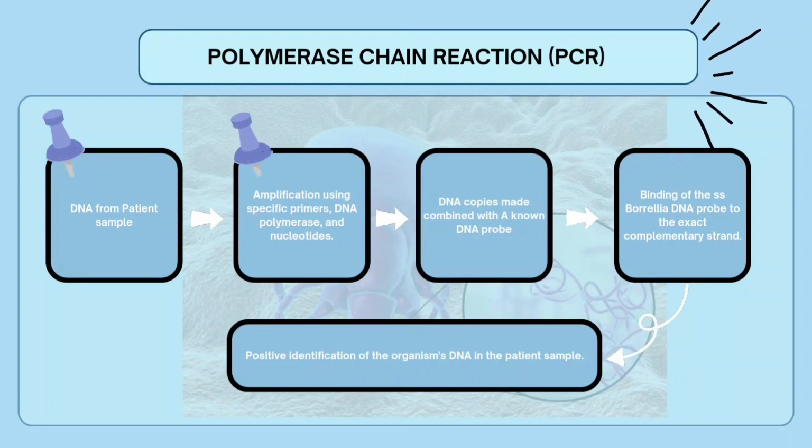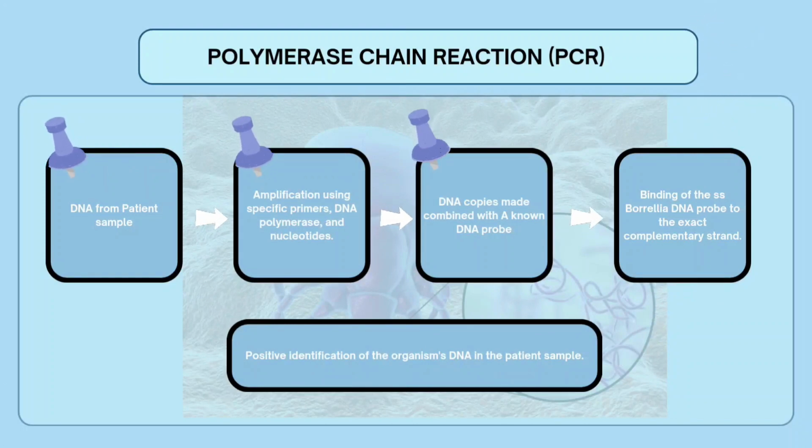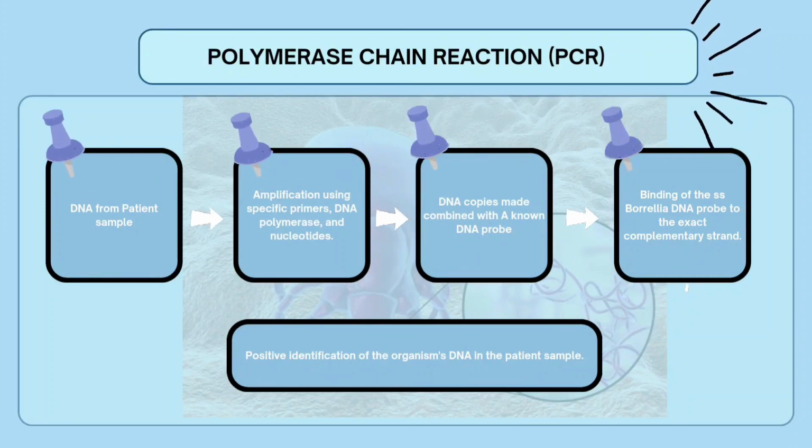and nucleotides. Once a sufficient amount of the unknown DNA is made, this is combined with the known DNA probe to see if hybridization takes place. So, the single-stranded Borrelia DNA probe will bind only to the extra complementary strand, thus positively identifying the presence of the organism's DNA in the patient sample. So, mas specific siya kaysa yung antibodies ang ating gamitin kasi mayroong little cross-reactivity.